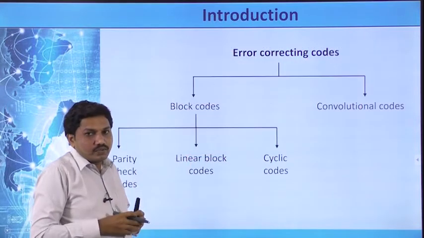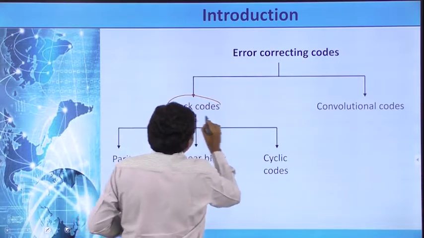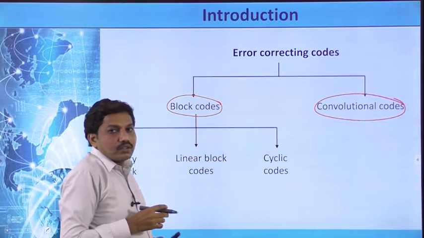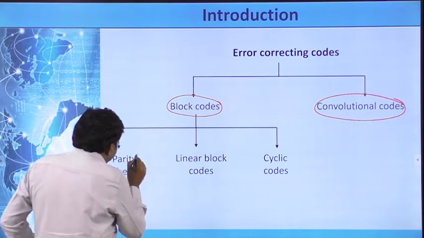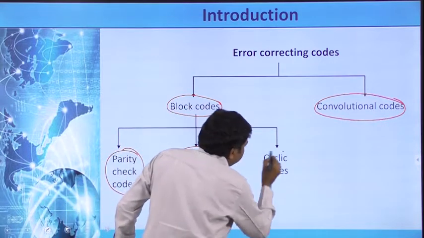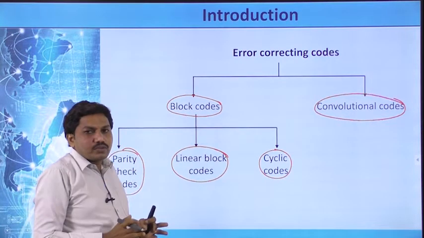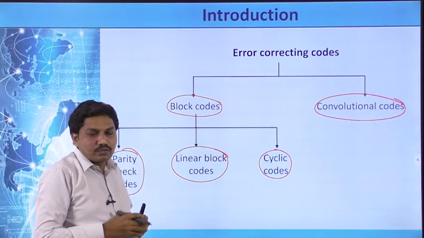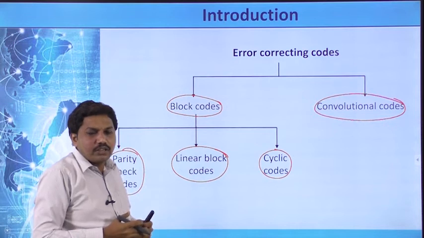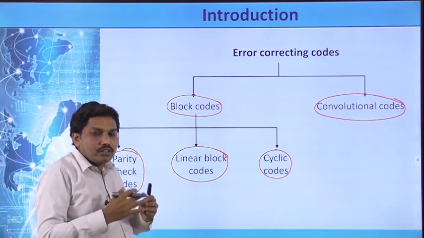Error control codes. Error control codes are basically classified into two categories. One is block codes. The second one is convolutional codes. Block codes are further classified into parity check codes, linear block codes, and cyclic codes. Okay? So, what do you mean by block codes? What do you mean by convolutional codes? How are we adding the extra bits on the transmitter side? How do we detect and correct the errors at the receiver? We will see one by one in detail.